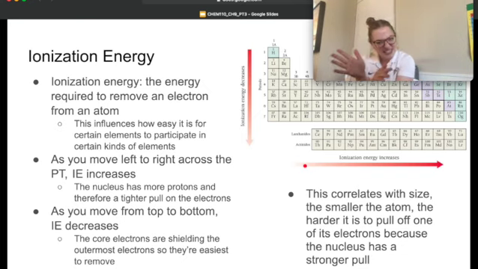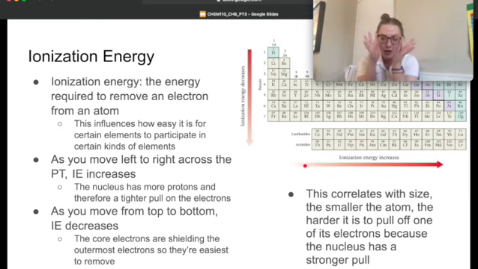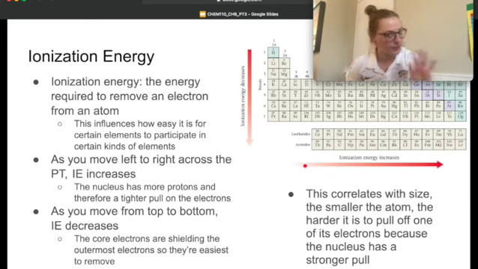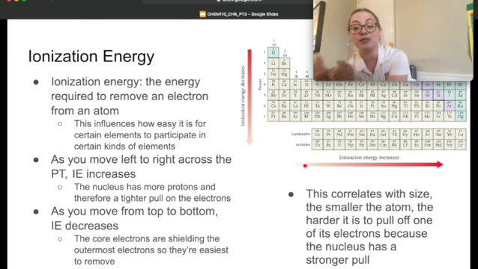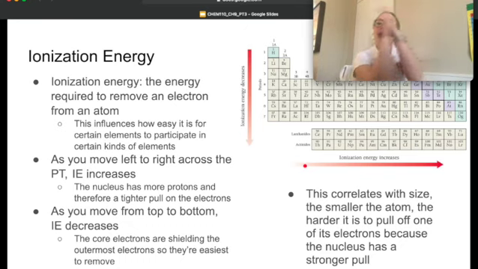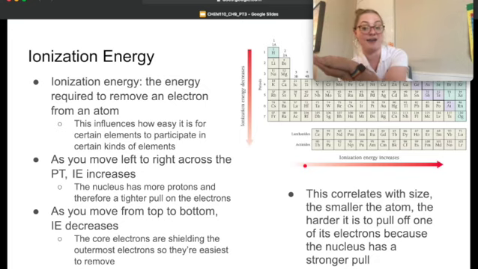And so this kind of makes sense, okay? I know you're like, oh my gosh, how am I to keep this straight from atomic size? What the heck, Professor Thomas? Well, it correlates with atomic size. The smaller the atom, the stronger the pull the nucleus has on those electrons, the harder it is to remove them. So a smaller atom has a higher ionization energy because it's harder to make it an ion.